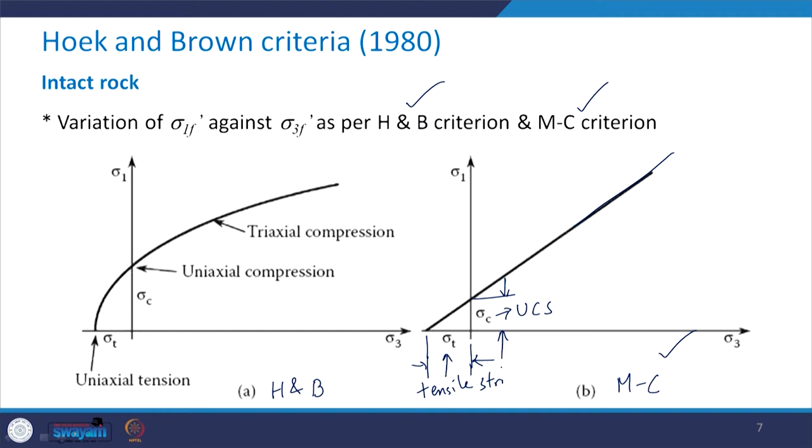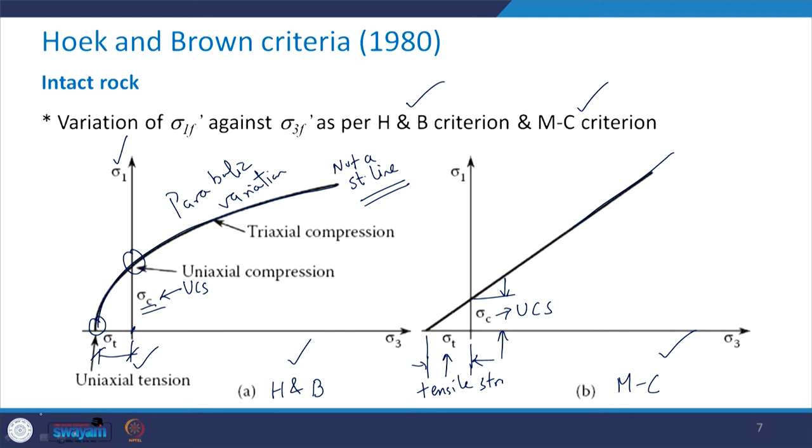But in case of the Hoek and Brown criterion, this is how the variation is going to be. It is not a straight line, as you can see. It is a kind of parabolic variation. This point corresponds to the uniaxial compression, because here sigma 3 is equal to 0. Whatever is the value of sigma 1, that is going to give you the UCS, which is sigma C, and this point corresponds to the results for the uniaxial tension. This sigma T is going to give us the tensile strength under uniaxial tension.